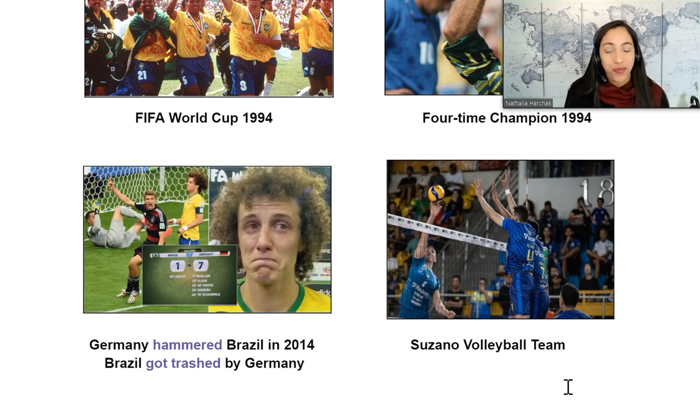And the very last picture is showing a volleyball team from my hometown. The name of the team is Suzano. Suzano is the name of the city and the name of the team as well. This picture is really special to me because it makes me think of the time when I would go to games with my high school friends, and even though I don't really play volleyball very well, I loved watching it. It was really, really cool.